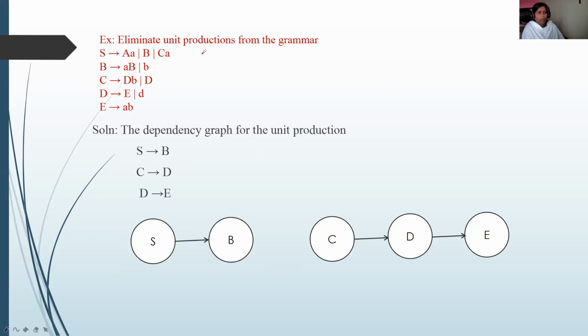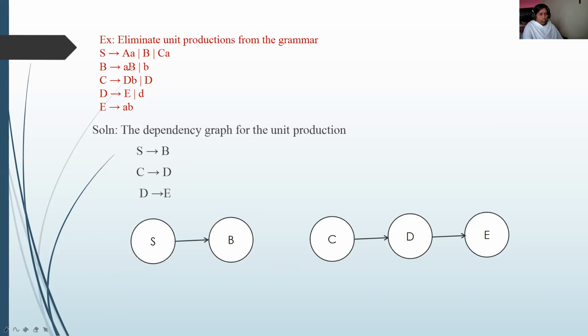This is one more example. Eliminate unit productions from the following grammar. Here in this grammar, S is producing B. Check here. S is producing B. C is producing D. D is producing E. So here again the same thing. S is producing B. The non-unit productions of B are going to be the non-unit productions of S. Whereas C producing D, D producing E.